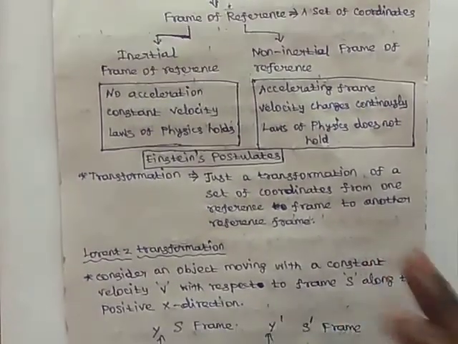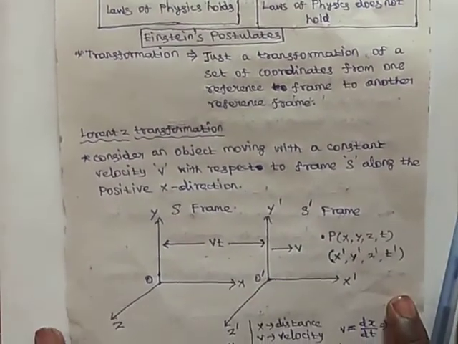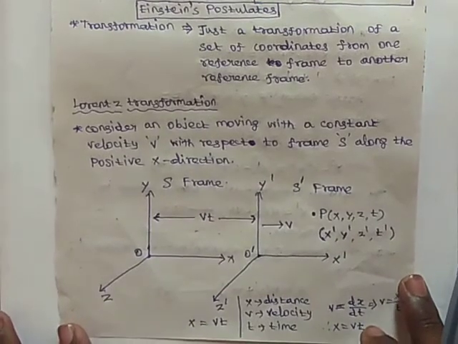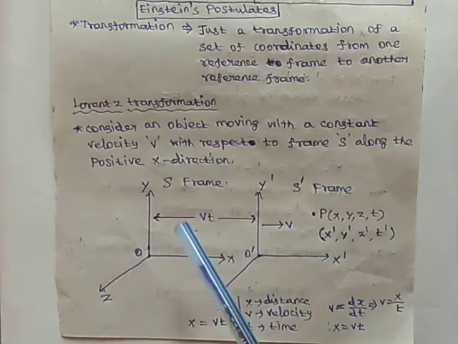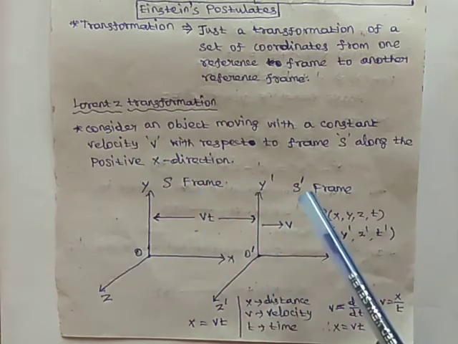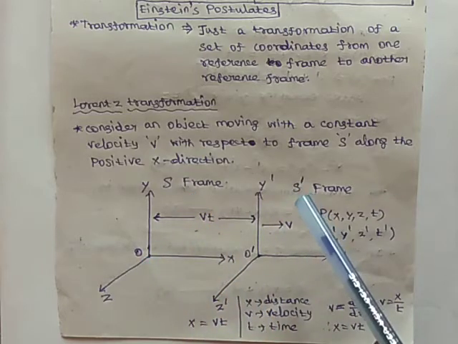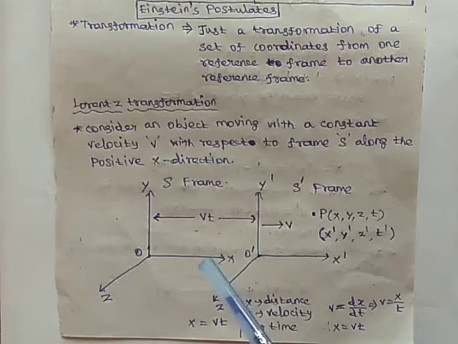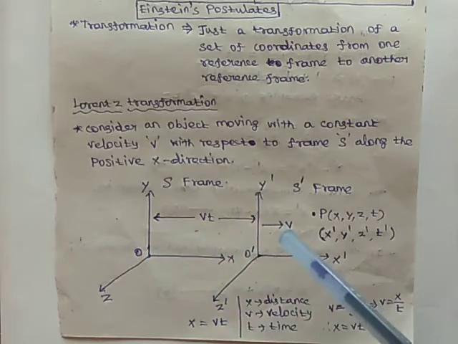Right, Lorentz transformation. In this transformation, we have to consider an object moving with a constant velocity v with respect to frame S along the positive x direction. Initially, we have to consider two frames. One is the S frame, another one is the S prime frame. Its origin is O, and the other's origin is O prime, and the coordinates are x, y, z, and here x prime, y prime, z prime. Initially, these two frames coincide, and we consider this frame is moving with a constant velocity v.